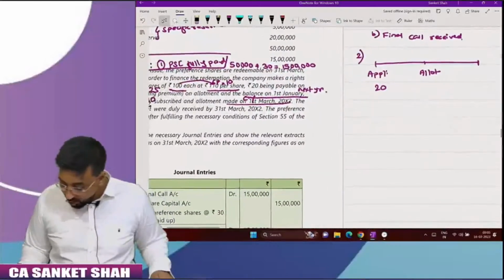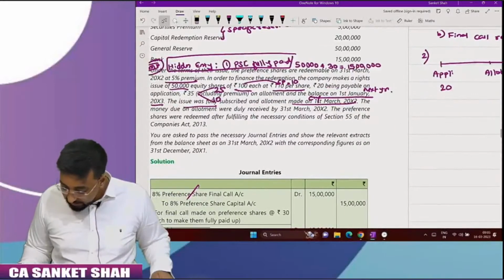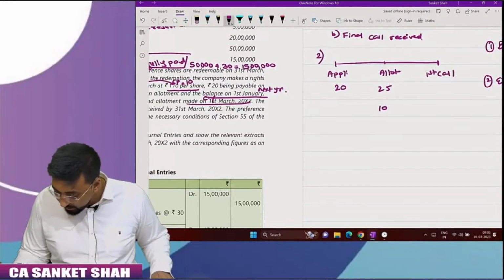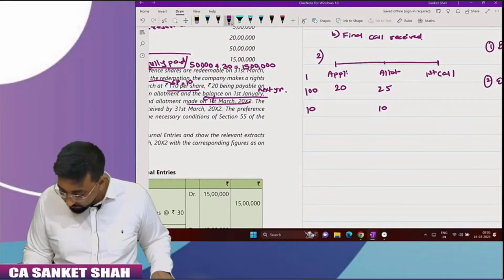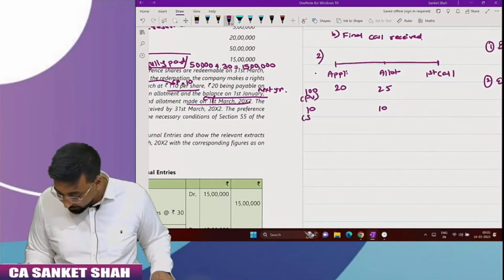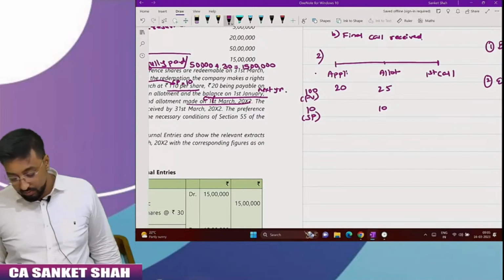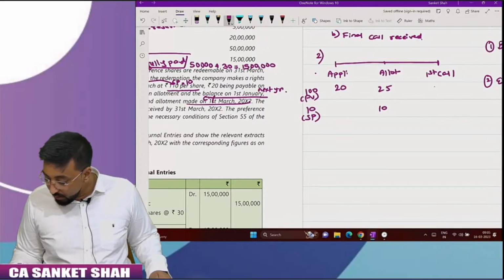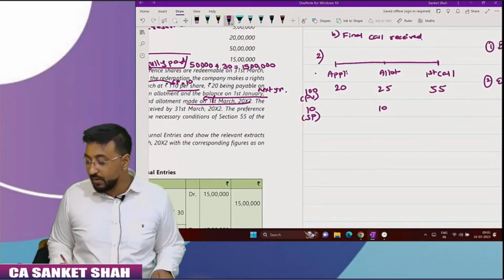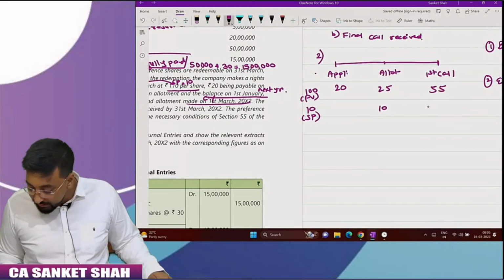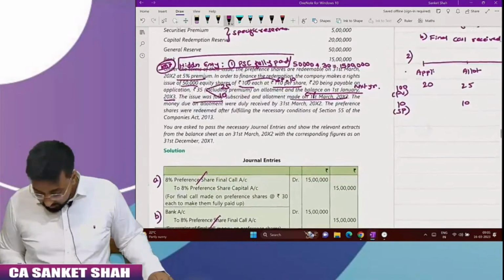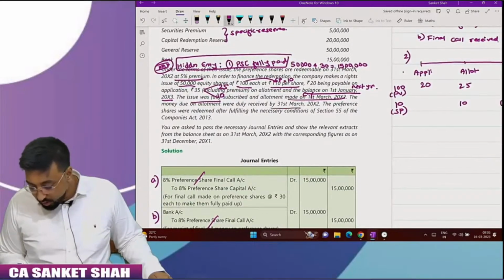Yes, current year. So what is my allotment sequence? Allotment sequence will be 25 and 10, and my first call will be 100 and 10. This is my face value, and this is my securities premium. So face value is 20, 25, and here 55. So what is my first call? 55. But this first call is in the next year.